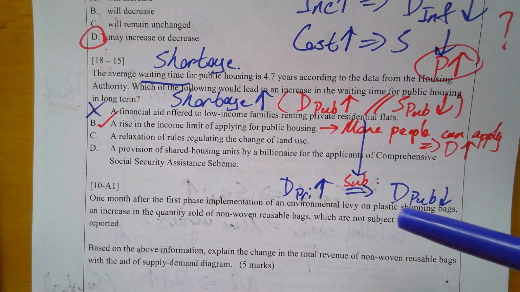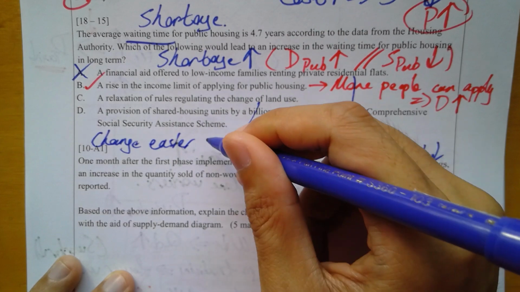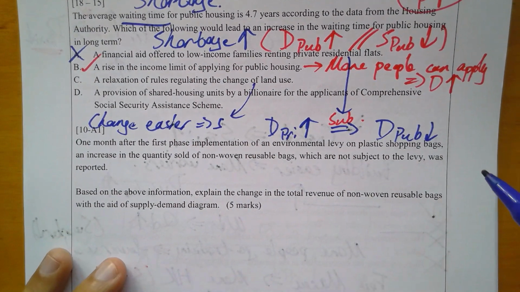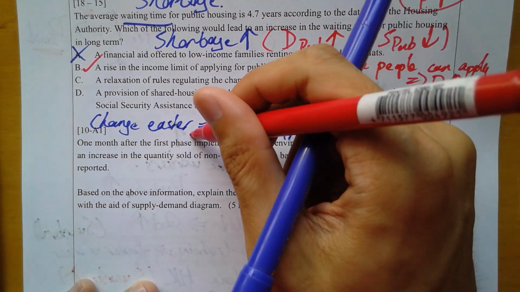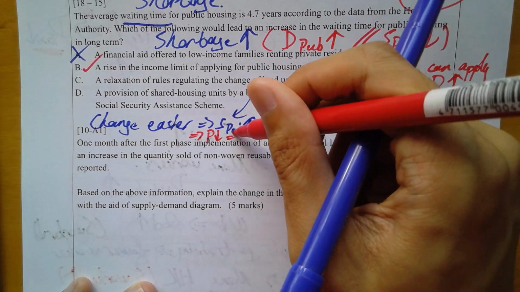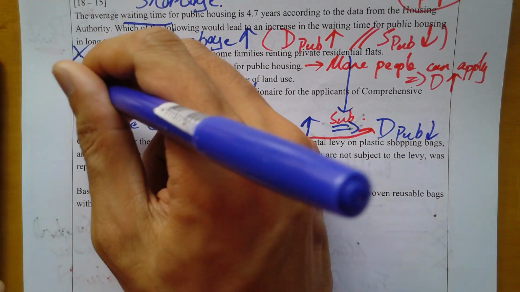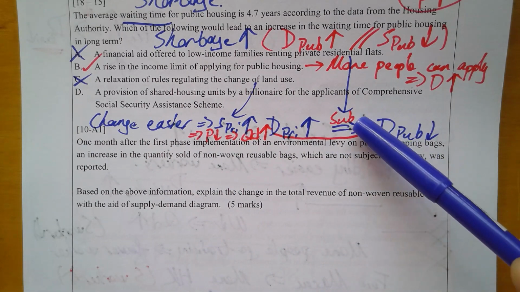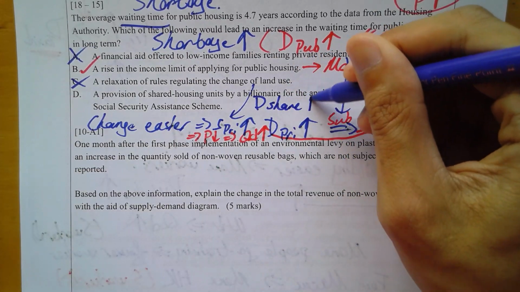Alright? Relaxation of rules regarding the change of land use. If change becomes easier, then I think the supply of private housing would increase. When supply of private housing increases, price would decrease, leading to QD of private housing increase. Then for public housing, the demand will decrease because of substitute. Now D, provision of shared housing units by a billionaire. What does that mean? This is again, meaning demand for this shared housing would increase.